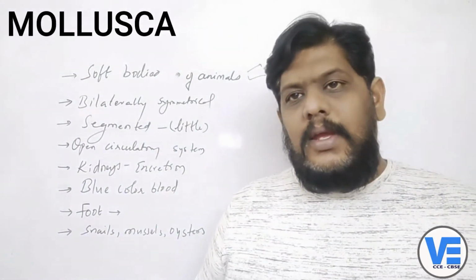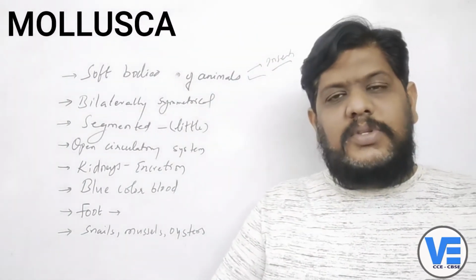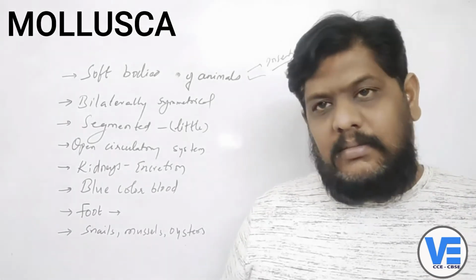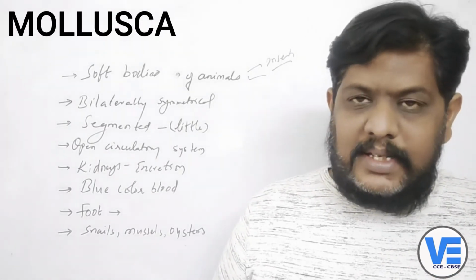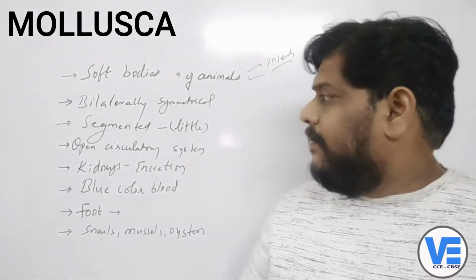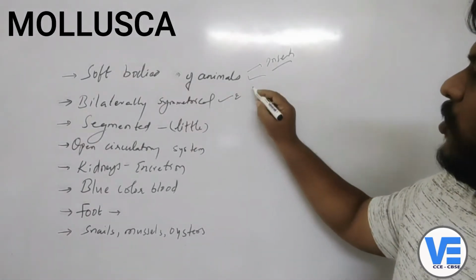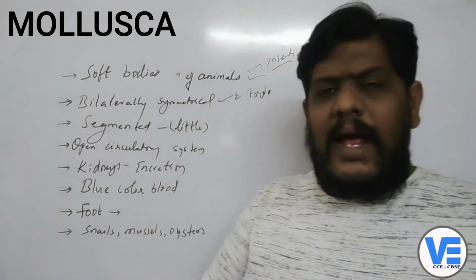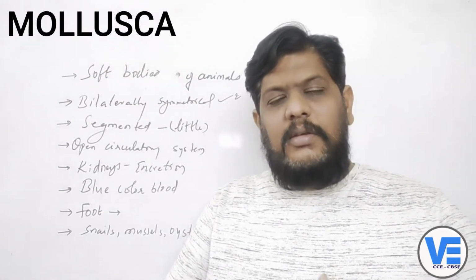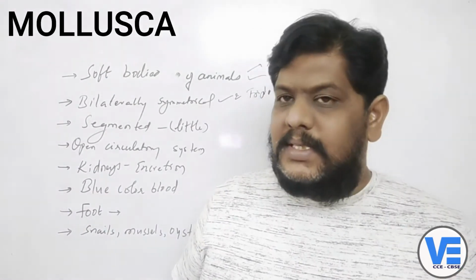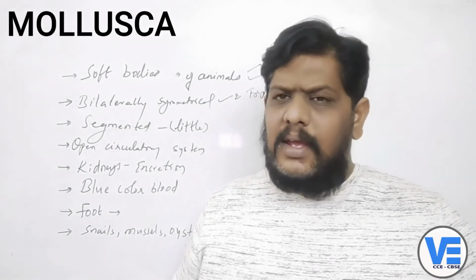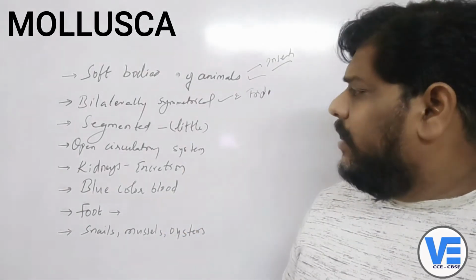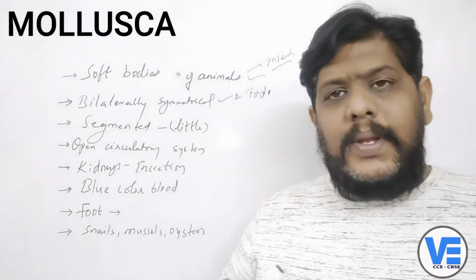That's the first thing. Coming to the second one, these organisms are also bilaterally symmetrical. At the same time, they are also triploblastic. That is, the cells will have the three layers, that is ectoderm, endoderm and mesoderm. And here the segmentation will be very, very little. They are not completely segmented, hardly can you see any segmentation. And next, these organisms have the open circulatory system.